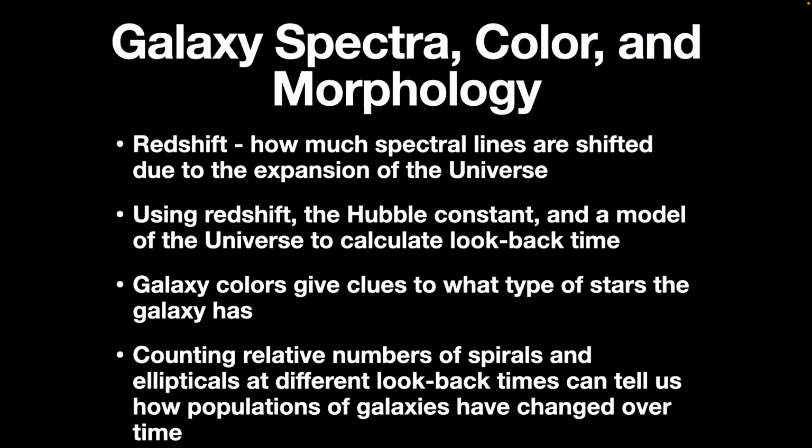We can also see if there is any evolution of galaxies by counting the relative numbers of spirals and ellipticals at different look-back times. We know that spirals have more active star formation than ellipticals, so by counting the relative numbers of each, we can get a sense of how much star formation was going on in the universe at different times.